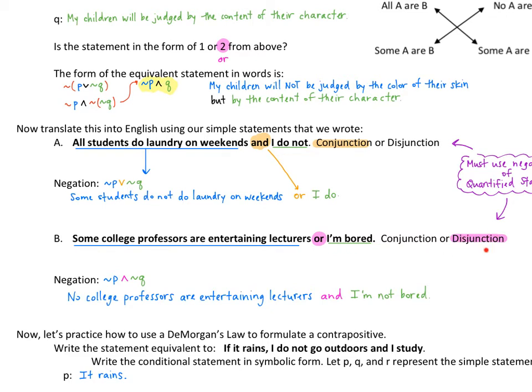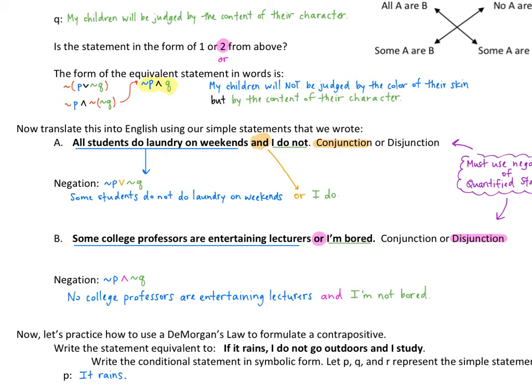If we take a look at this second example here, some college professors are entertaining lecturers, or I'm bored. So we should recognize this is a disjunction, and we kind of split our statement up into two pieces, before the or and after the or. So we have to negate this first part. So using that quantified statement category, some college professors are entertaining lecturers. That's some A are B. So then its negation is no A are B.